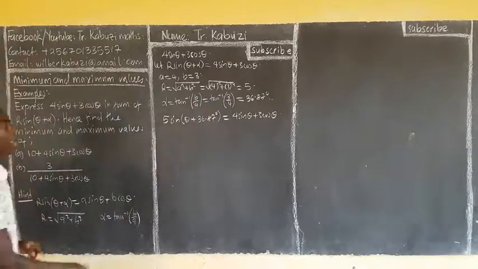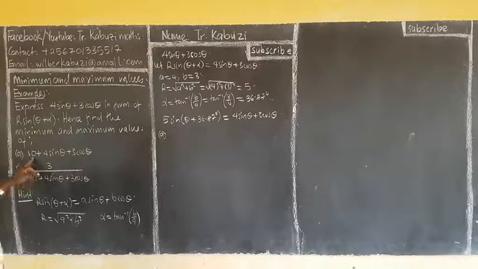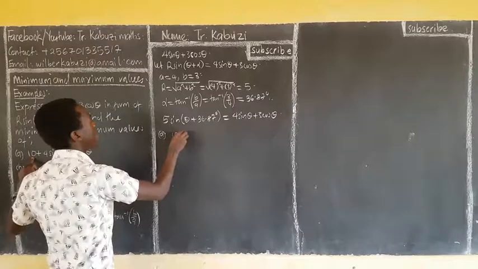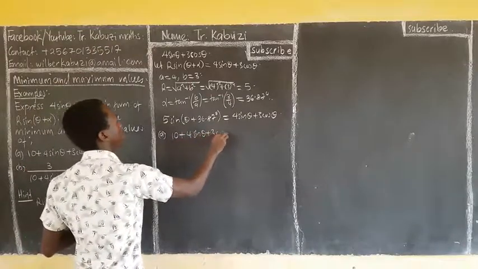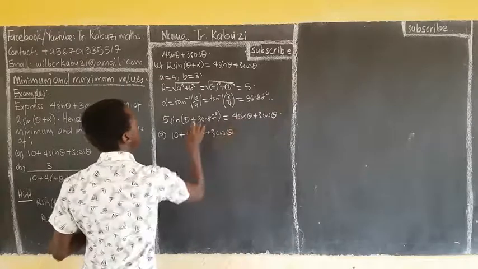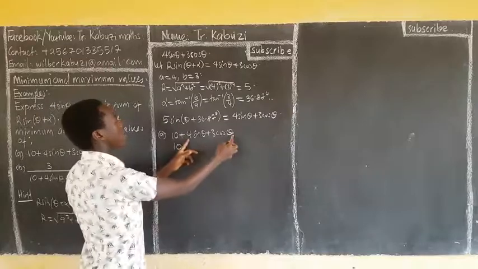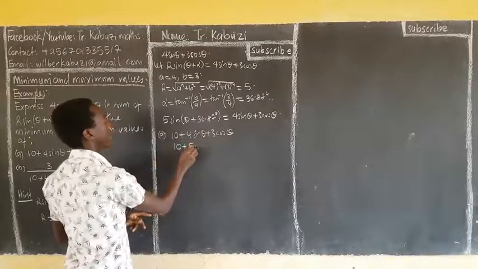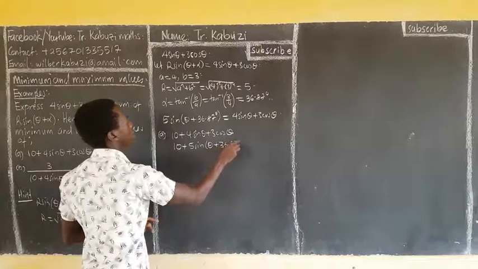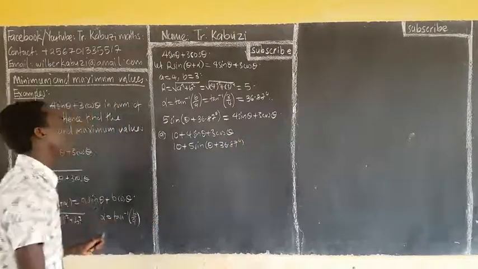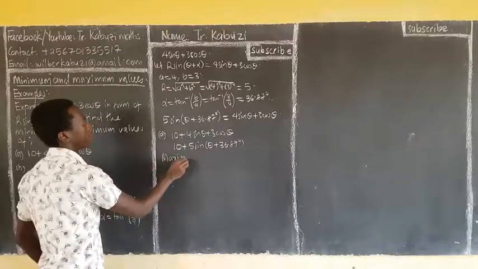Now I handle part A. In part A, they want me to get the maximum and the minimum value of this function. So we know that the whole of this, we remove it, so we use other formulas so that we don't use this again. The whole of this is 10 plus 5 sine of theta plus 36.87 degrees.